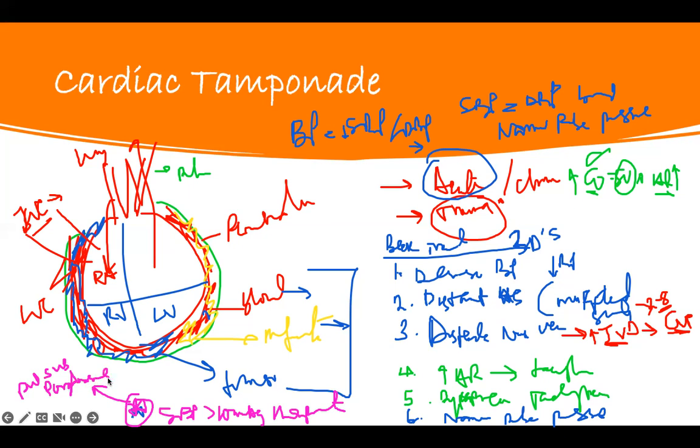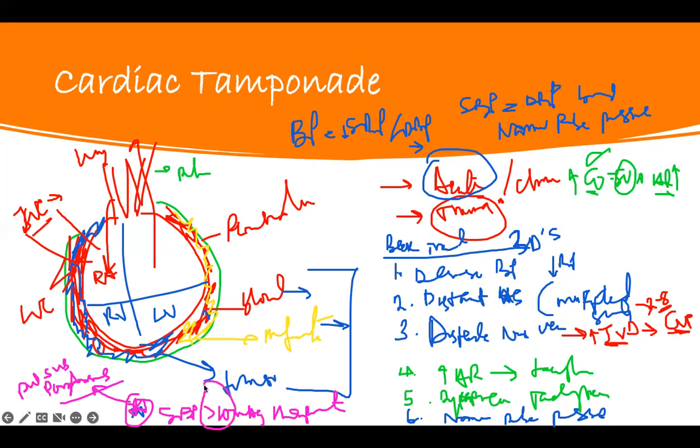Pulsus paradoxus. Pulsus paradoxus is basically a paradoxical change in the blood pressure. It's a fancy word, but it's a paradoxical change in the blood pressure. When they take a deep breath, an inspiration breath, the blood pressure drops by 10. Systolic will drop by 10.